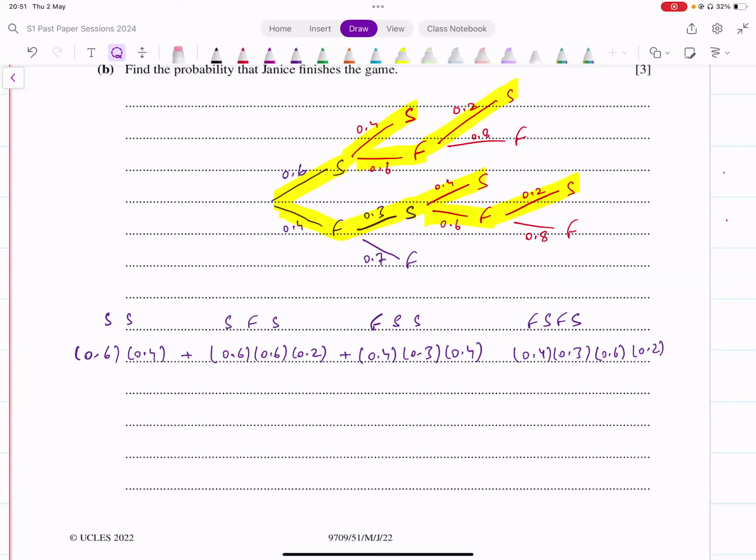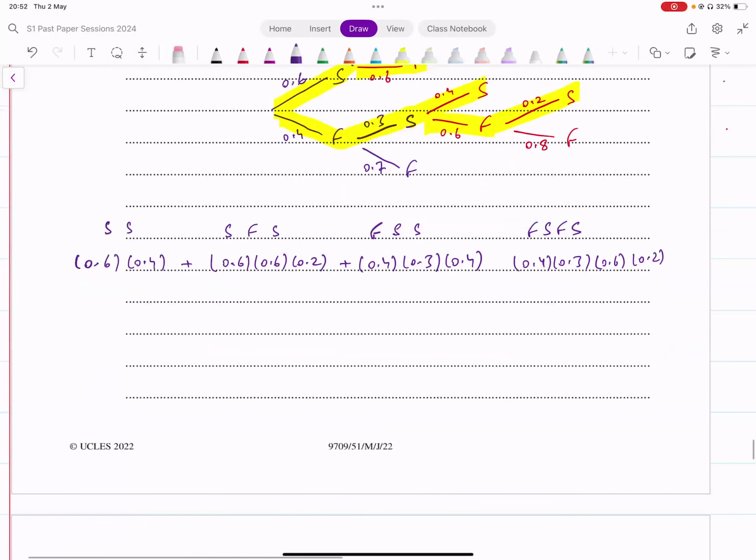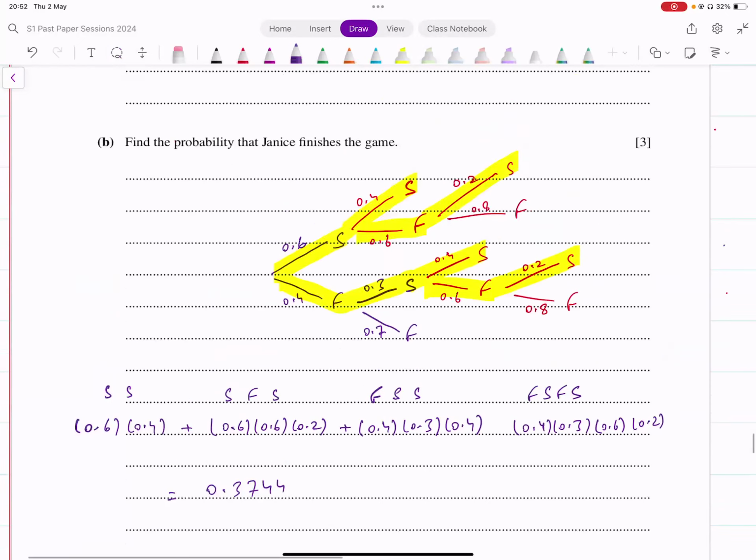To confirm this, 0.6 into 0.4 plus 0.6 into 0.6 into 0.2 plus 0.4 into 0.3 into 0.4 plus 0.4 into 0.3 multiplied by 0.6 multiplied by 0.2. Yeah, so that's what I'm getting, 0.3744. That's the probability that we got for this, 0.3744. And that's our final result for this part.